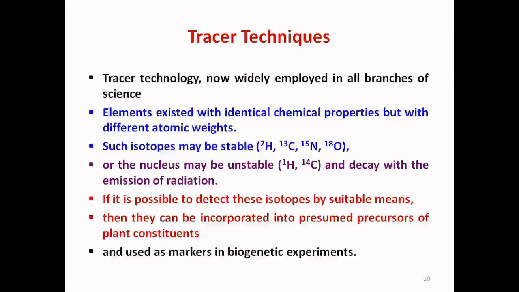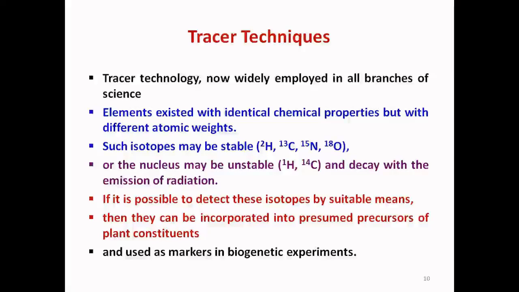Unstable isotopes are the radioactive isotopes. Over here, the nucleus may be unstable, say tritium, carbon-14, and they decay with the emission of radiation. Now, if it is possible to detect these isotopes by suitable means, then they can be incorporated into presumed precursors of the plant constituents and used as markers in biogenetic experiments.